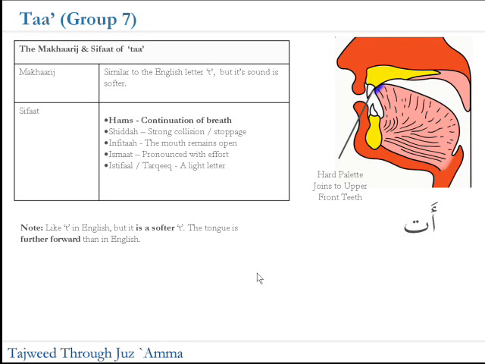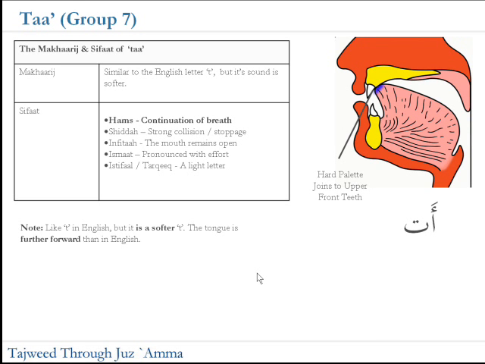The letter ta is like the English letter T. It's a little bit softer though. In English, when we say T, the tip of the tongue is slightly inside the mouth, away from the gums. Now in the Arabic, the ta is said by putting the tip of the tongue where the gums meet the teeth, and this gives a slightly softer sound than in English.